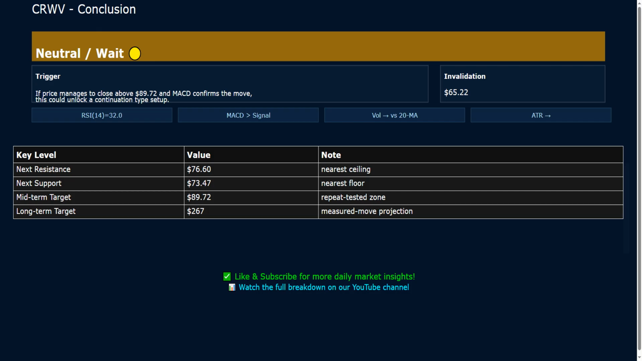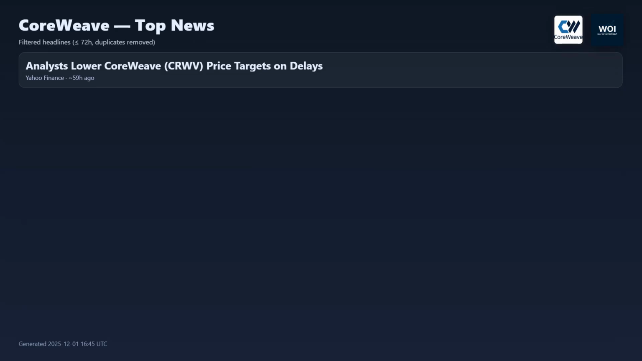Overall, the structure is becoming clearer, and the coming sessions are likely to decide whether this setup develops into a continuation move or rolls into a deeper corrective phase. Here are the latest updates for CoreWeave. The most recent headline is Analysts Lower CoreWeave, CRWV, Price Targets on Delays.